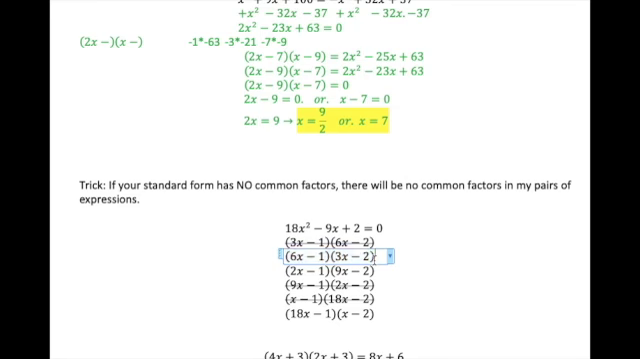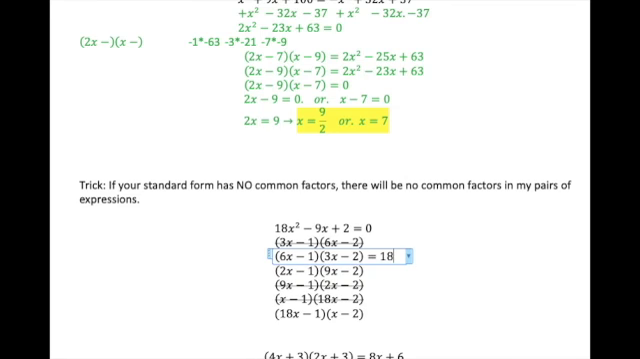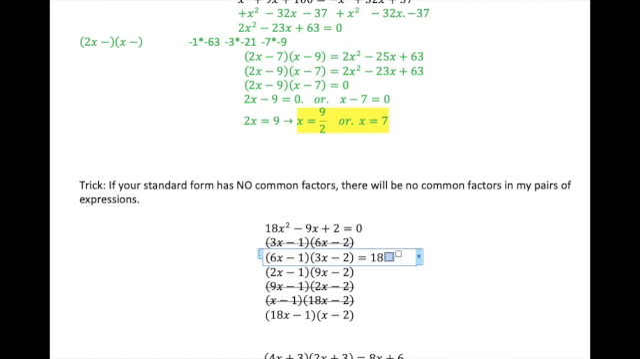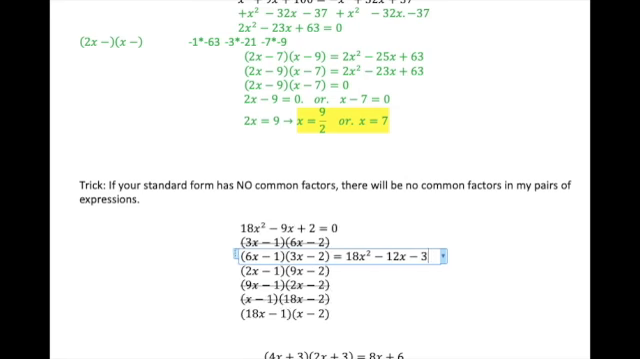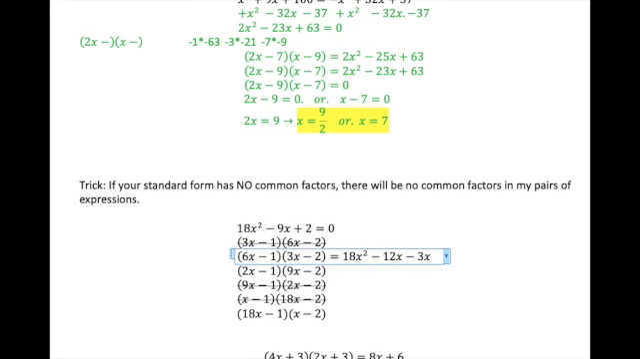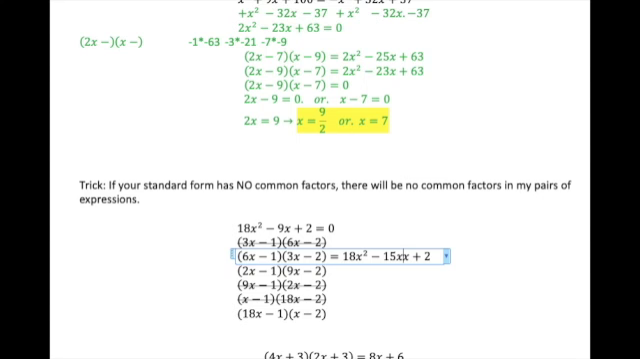Anyway, I'm going to try this one first. I don't know what's right or not, honestly. I'm just going to try it first. So that one gets me 18x squared minus 12x minus 3x plus 2. That's minus 15x. That doesn't work. Hope one of these works.